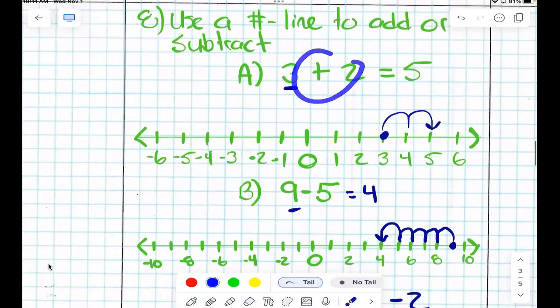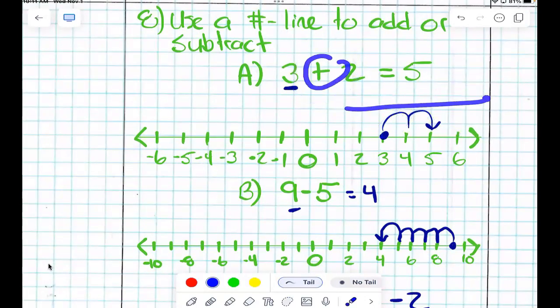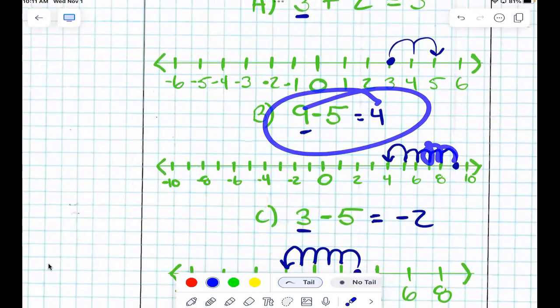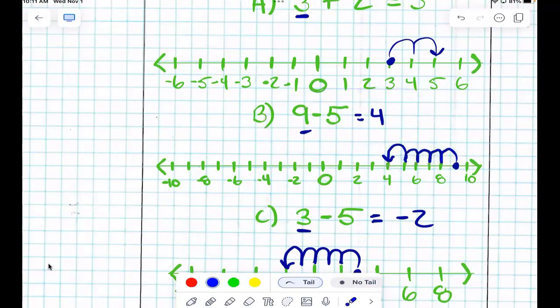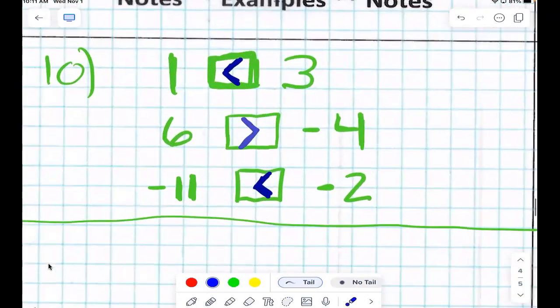If it's positive, or if you're adding, which direction are you going? Right. But if you're subtracting, which way are the bunny hops going? Left. So on this one, we are subtracting, so our bunny hops are going to the left, right? Yeah.